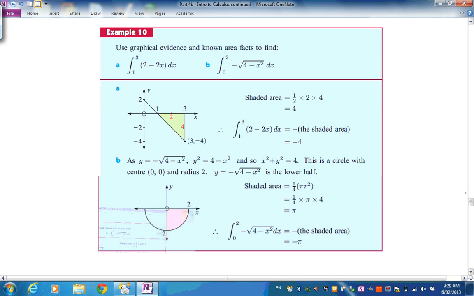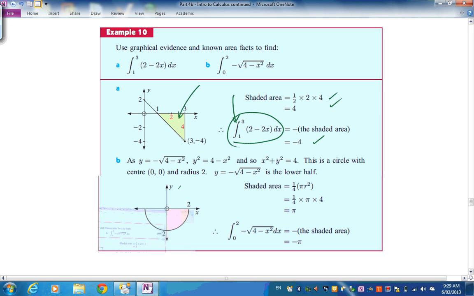Use graphical evidence and known area facts to find these. So you can find the area of this thing here. Right, it's a triangle, half base times height. But the actual value of this will be -4. Right, so you can find the area just using the numbers. But because you're summing rectangles which are upside down, have a negative height, this actual value will be -4.